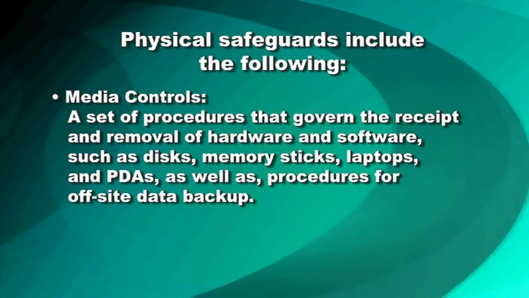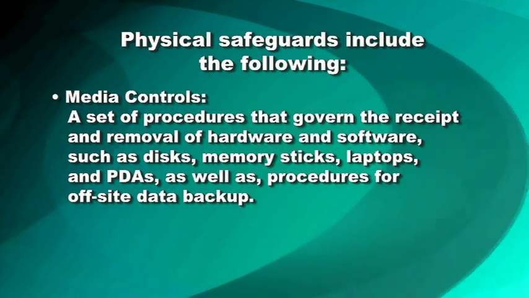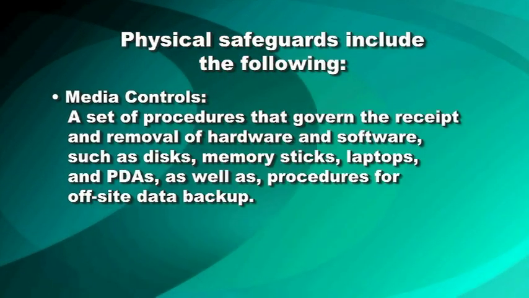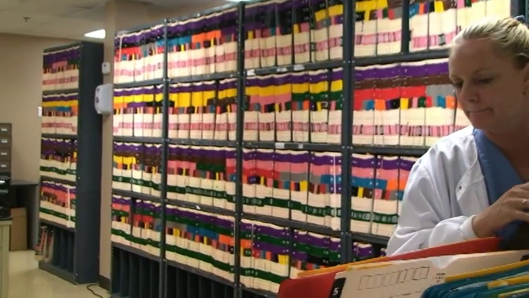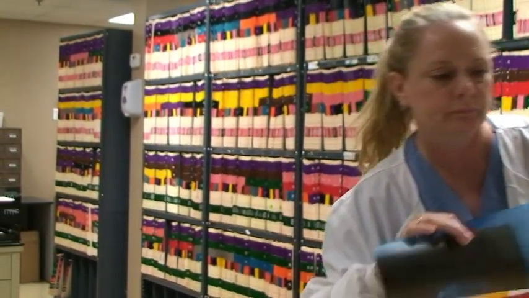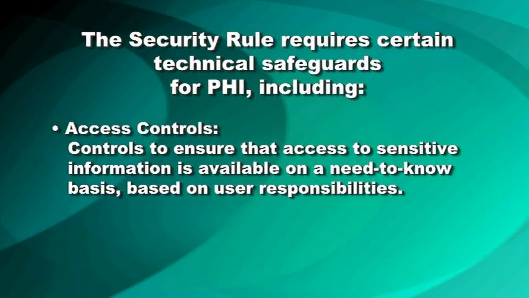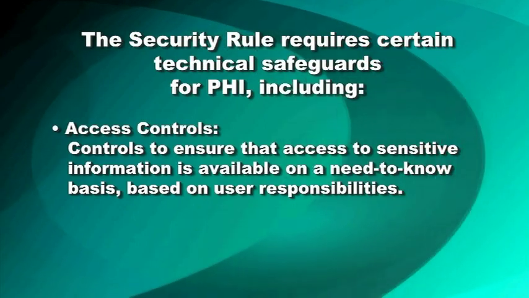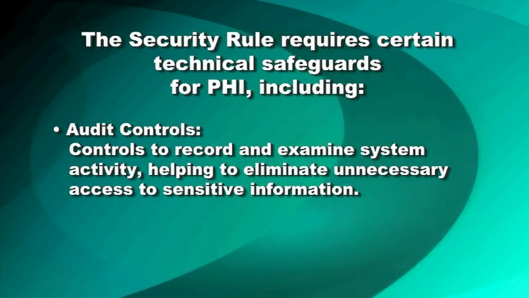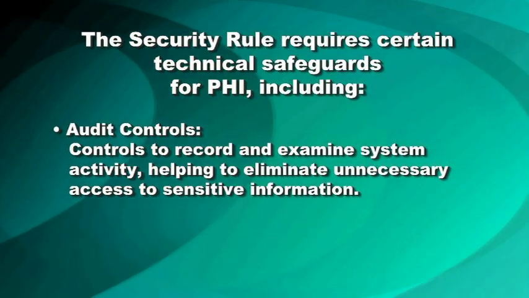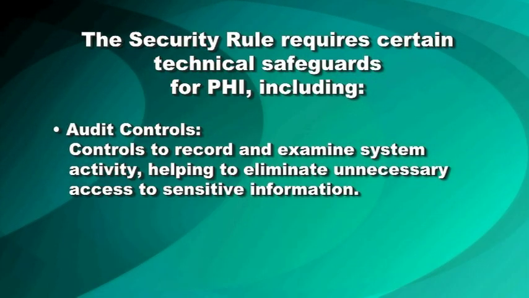A set of procedures that govern the receipt and removal of hardware and software such as disks, memory sticks, laptops, and PDAs, as well as procedures for off-site data backup. Finally, the security rule requires certain technical safeguards for PHI, including access controls. Controls to ensure that access to sensitive information is available on a need-to-know basis, based on user responsibilities. Audit controls. Controls to record and examine system activity, helping eliminate unnecessary access to sensitive information.